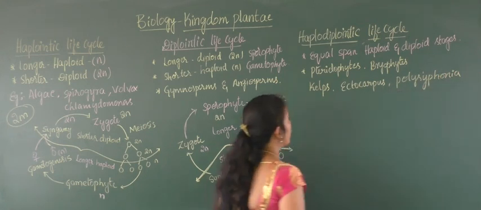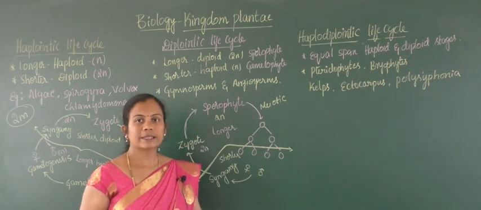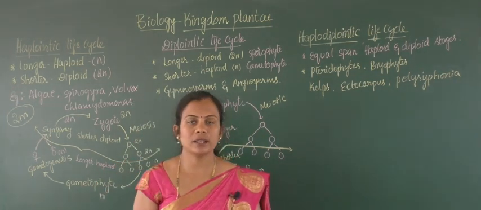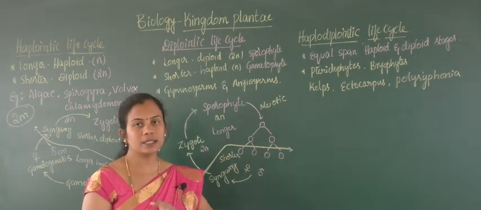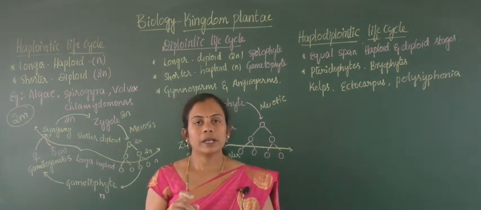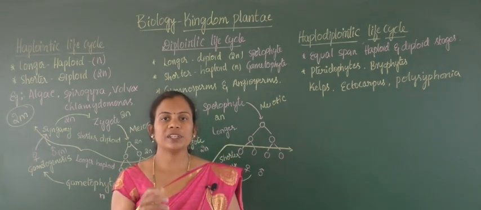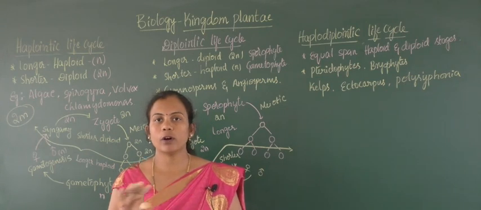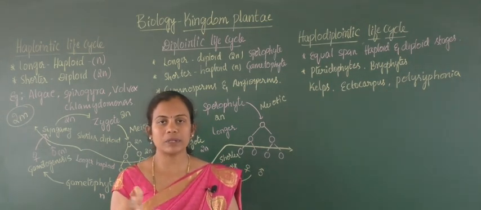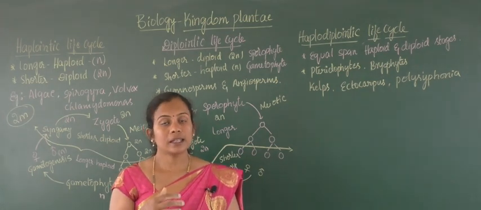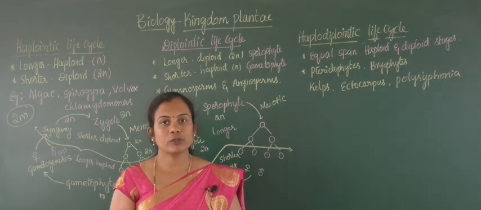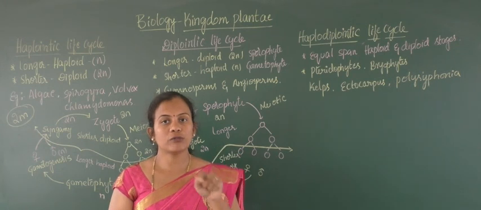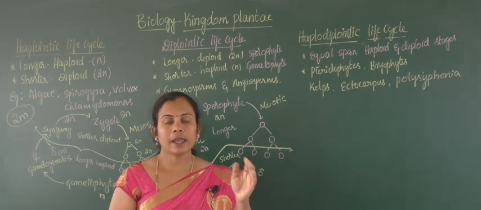See, why I am giving exact examples to understand this is, it will be asked in CET: pick up the organism which exhibits the haplontic life cycle with the following examples. They will give four examples and ask you to pick from them. Otherwise they will make a mismatch of those and you have to match the following, that is A.